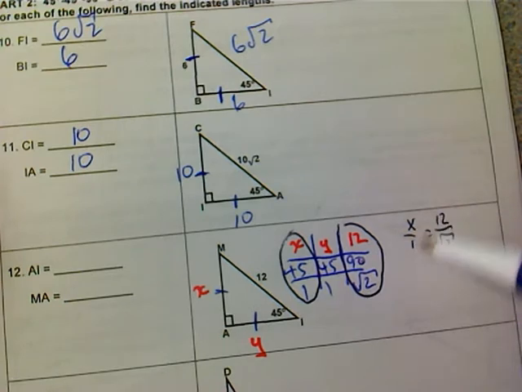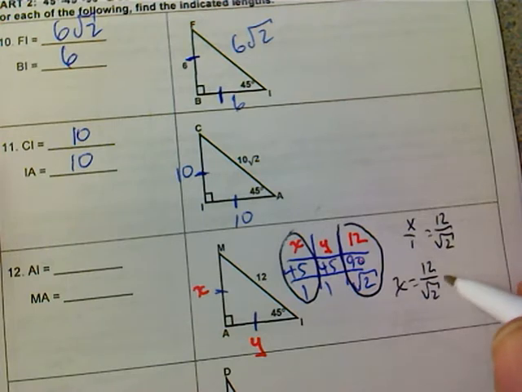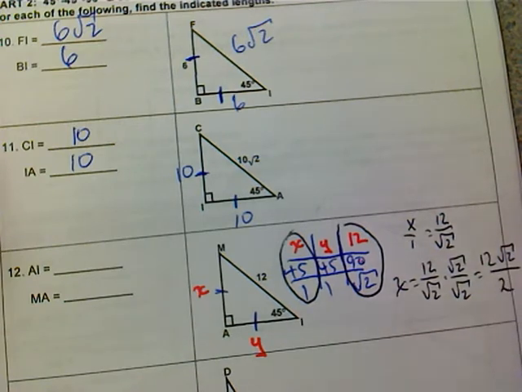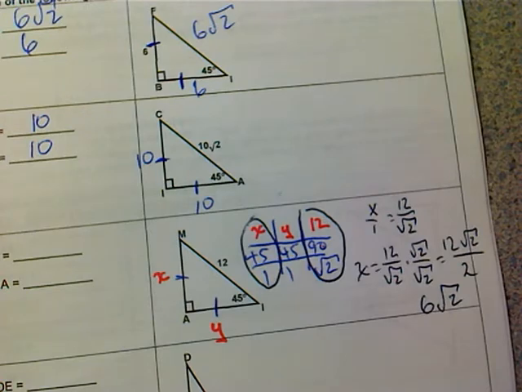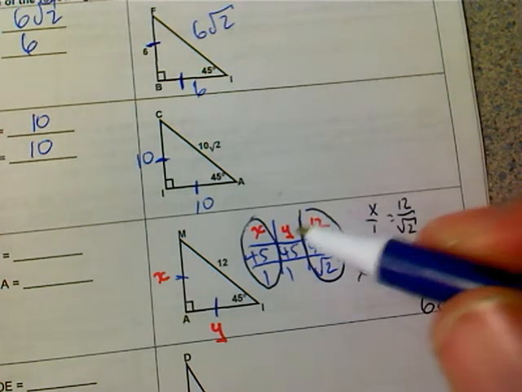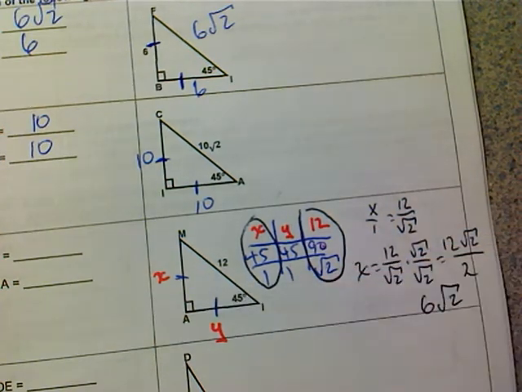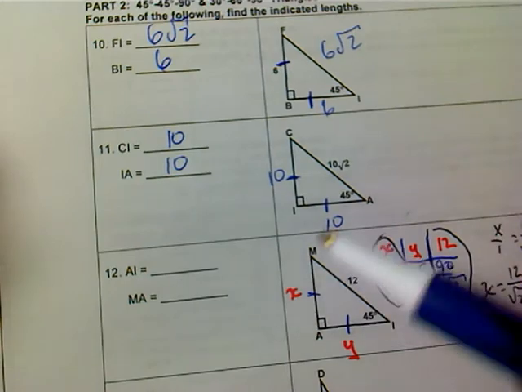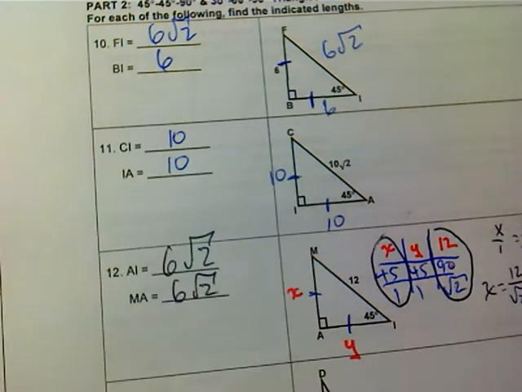Now x over 1 is the same thing as x. But I need to rationalize this guy. So that's going to be 12 square root of 2 over 2, because square root of 2 times square root of 2 is 2. And then that reduces down to 6 square root of 2. Now I could repeat this process by using this and this. But I know it's 45, 45, 90. So if this side is 6 square root of 2, so is this side. 6 square root of 2 is my answer.